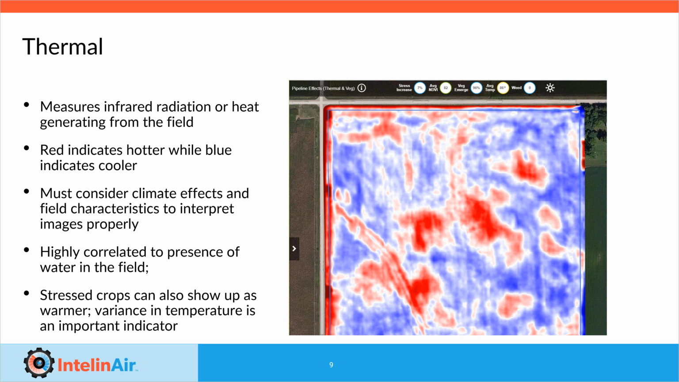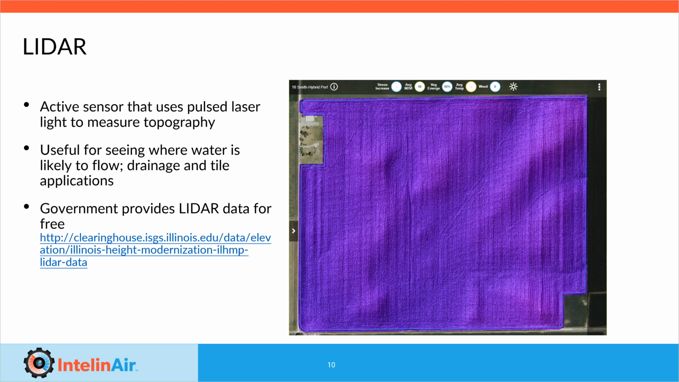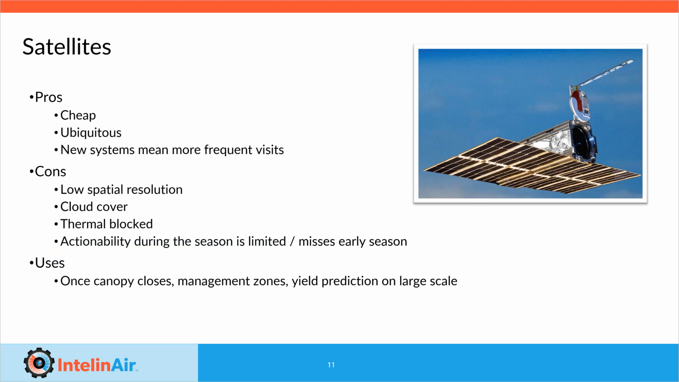LIDAR is actually a different type of image, and I include it here because we've had some questions on it in the past. A LIDAR is actually an active sensor, so instead of relying on the sun, it's sending light into the field, and it's primarily used to measure topography. And actually, you can get LIDAR data for free from the government. So that's kind of a summary of some of the different types of images that you'll see.